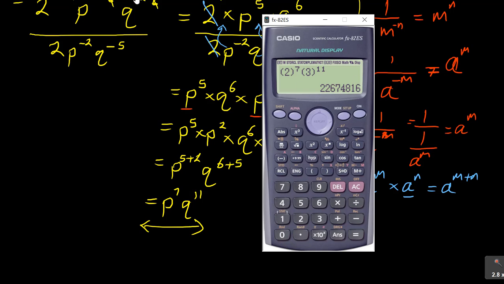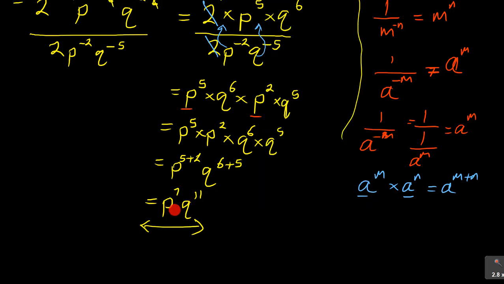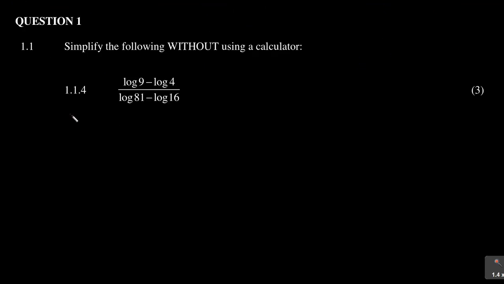So you can see that after simplifying, I'm still getting the same answer, which means the top is still the simplified version of that. That is what I usually use just to check if my answers are correct.